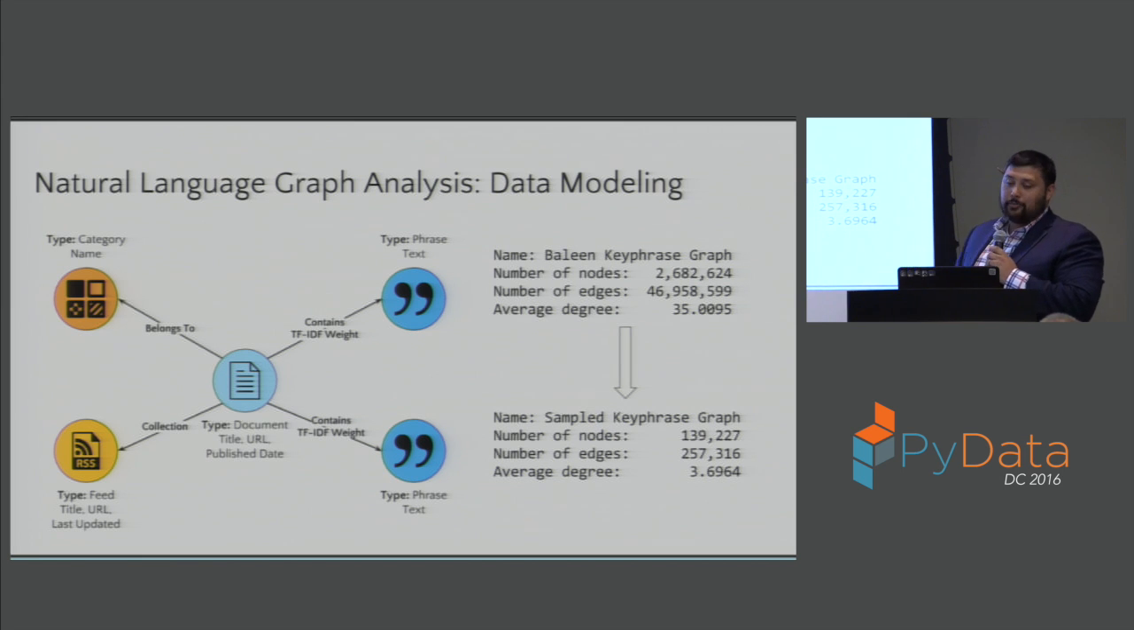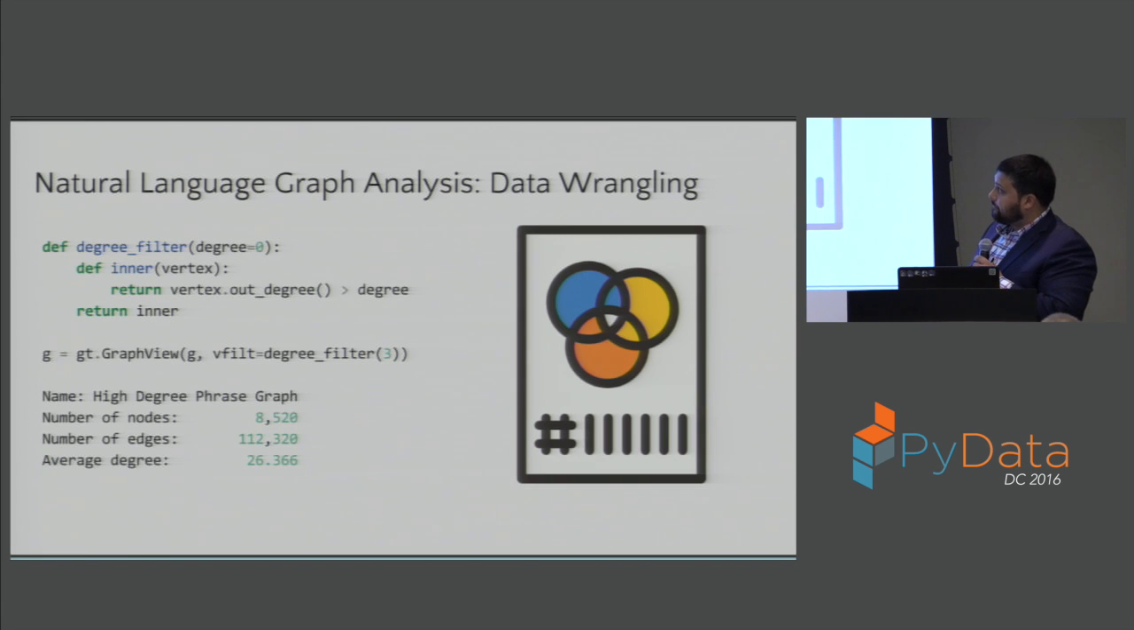On our original corpus, we pulled this down and had 2.6 million nodes and 46.9 million edges, and that crashed my MacBook Pro when I tried to deal with it. So this seems like maybe a GraphX or Spark job. It's a little too big for multiprocessing. So we sampled it down to about 139,000 nodes and 257,000 edges using a stratified sample on category, so that we have an even representation based on the original data set.